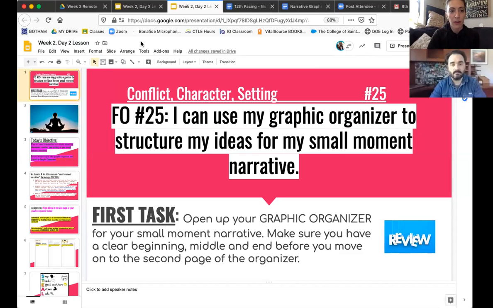I can use my graphic organizer to structure ideas for my small moment narrative. Same exact graphic organizer as yesterday. This time we're focusing on the second page, which Mr. Allen will speak to you about in a second.